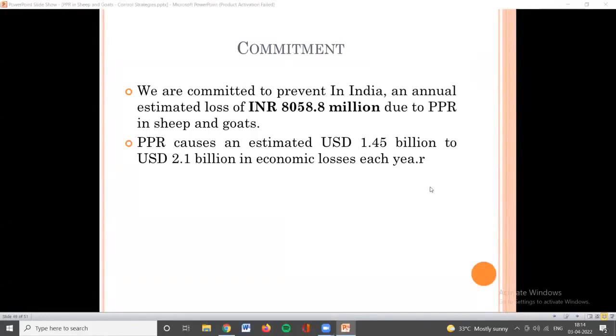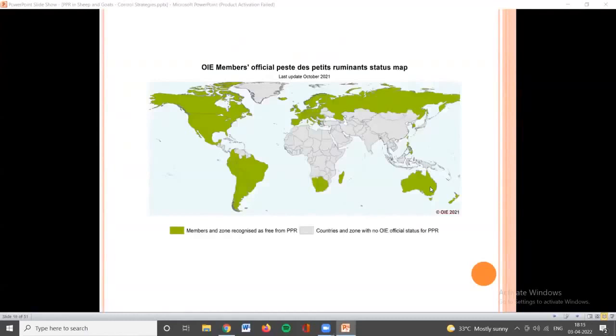And worldwide, PPR causes an estimated loss of 1.45 billion to 2.1 billion each year. By 26 or 27, we have to come into the OIE status of free from PPR. We will be shown by green color. So our aim is that India should be green colored and should be given a PPR free status from the OIE.